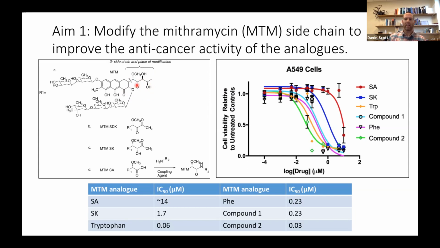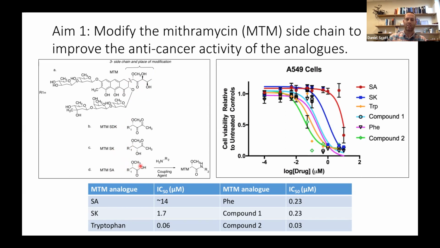And there's only so many natural derivatives that you can get through the biosynthetic pathway. I mentioned SDK and SK are both better at killing the cancer cells. The other analog that is produced, and also all three of these accumulate together, you can't get it to selectively produce one over the other. But the Mithramycin SA showed a much decreased anti-cancer activity.